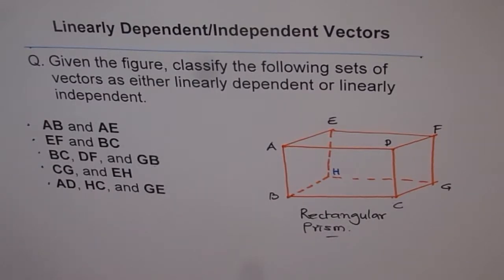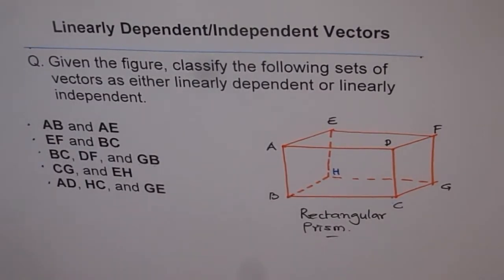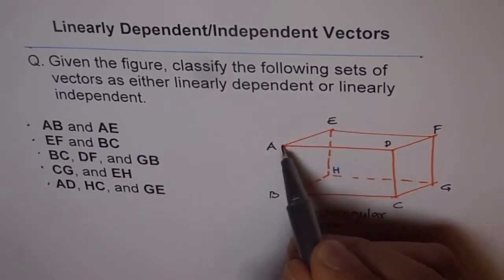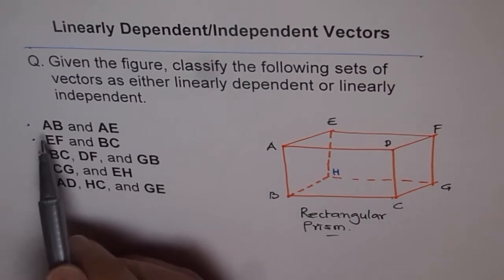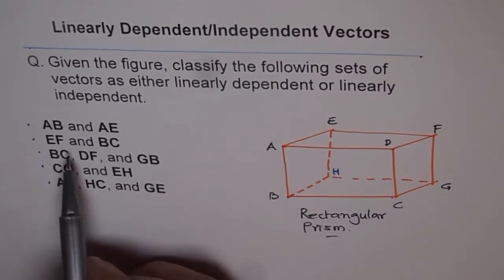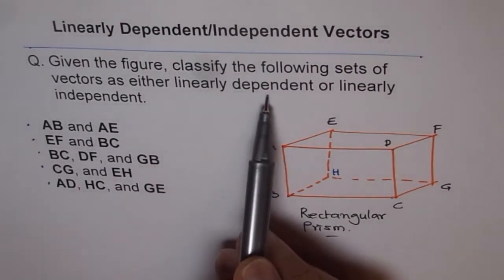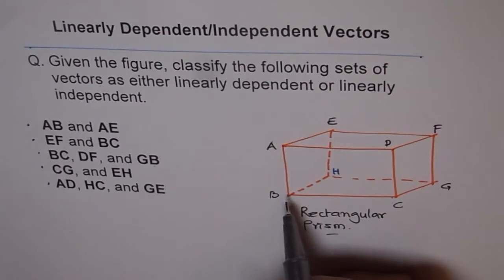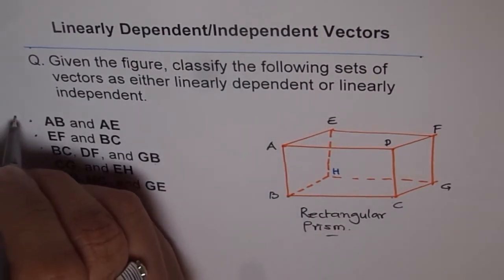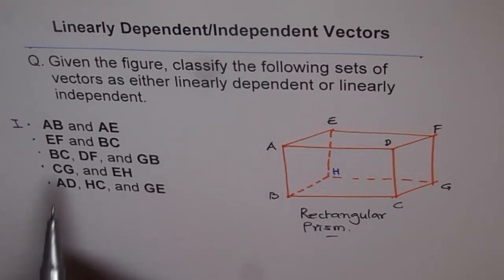vectors. Okay, so let's start off with AB and AE. When you see AB and AE, as you can see, they are not parallel. Whenever we are talking about a set with two vectors in it, two vectors are linearly dependent only if they are parallel, right? Since these two are not parallel, this set is linearly independent. So I'll write I for it. So you can check your answers and also the reason.